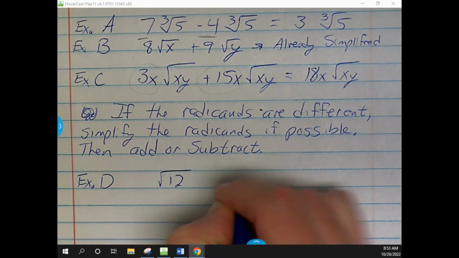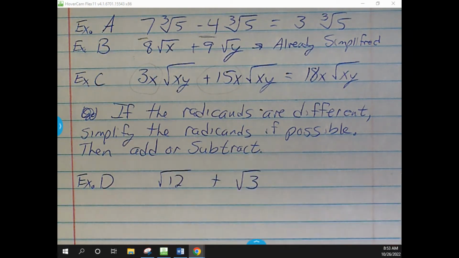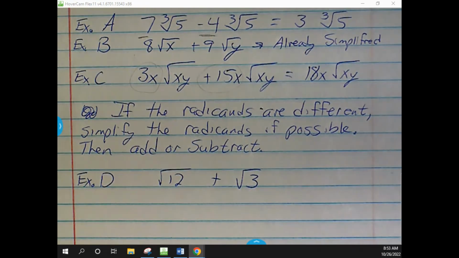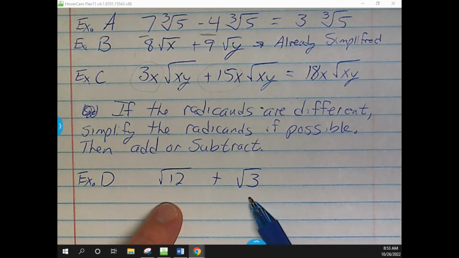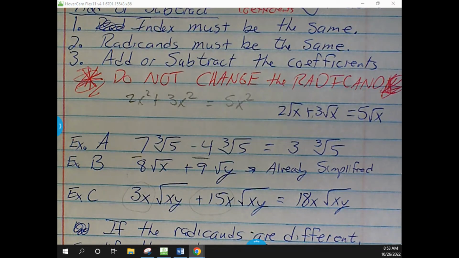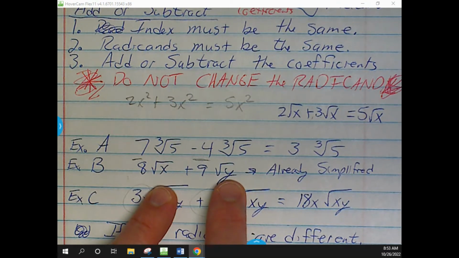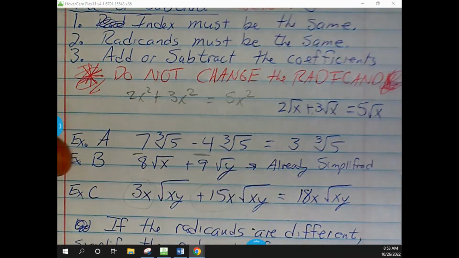All right, let's keep it really simple for this one. I said square root of 12 plus square root of 3. So again, index, they're both square roots, so the index is good. The radicands are different. So basically now we're going to say, all right, if the radicands are different, simplify the radicands if it's possible. Back up here, if we go back to this one, where we were, these radicands were different, but there's nothing you can do to simplify square root of x or square root of y. So there's nothing you can do there.